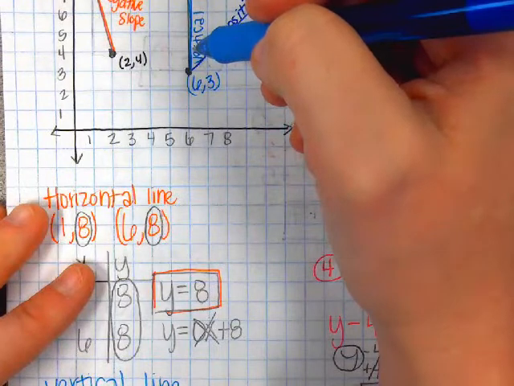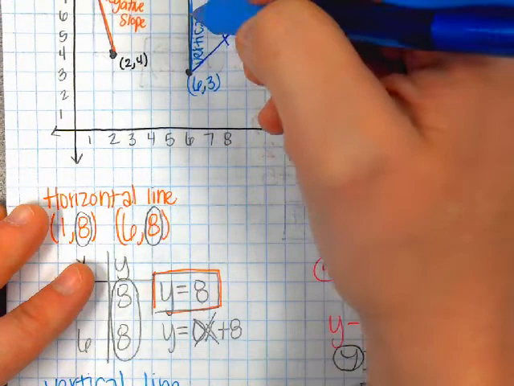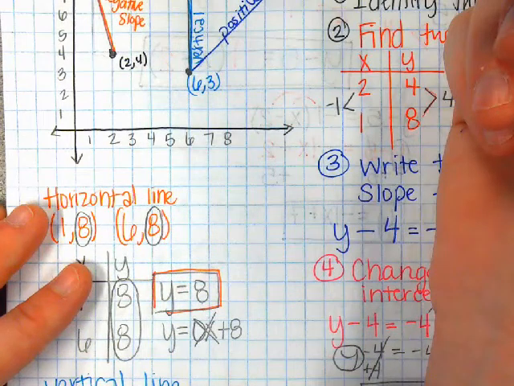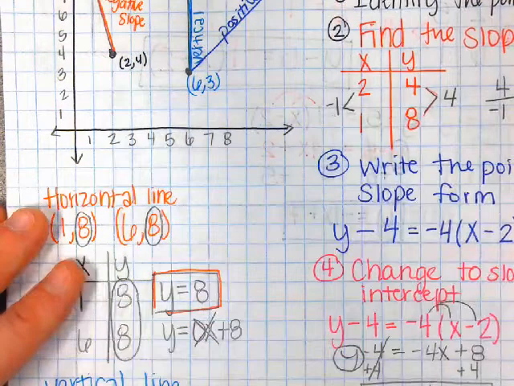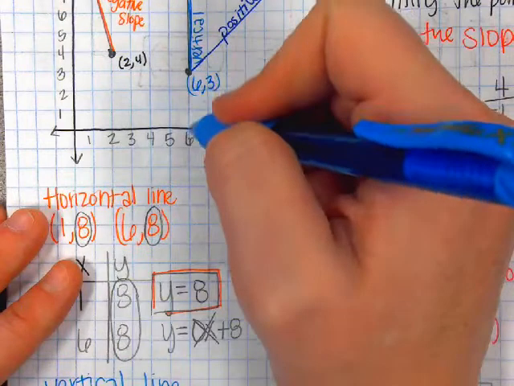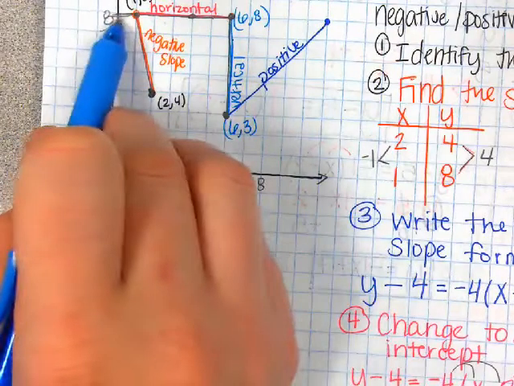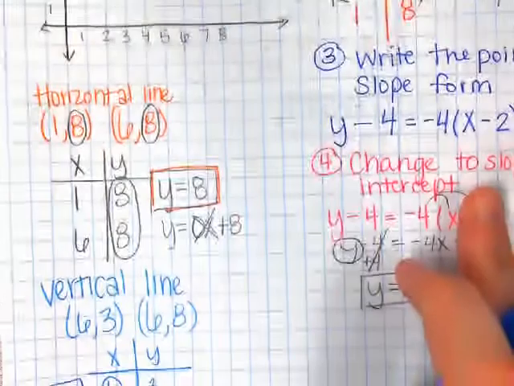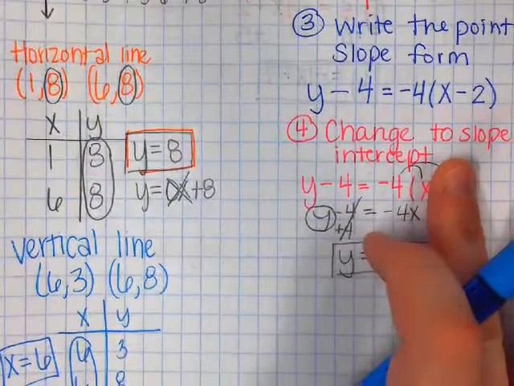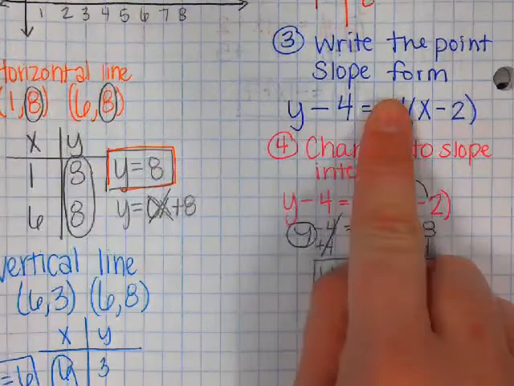Because it's the x values that all equal 6. Anywhere along that line, the x value is going to be 6. 6, 4, 6, 5, 6, 6, 6, 7. All x values are the same. You also know that it's x equals because if you extended this line, it would hit the x-axis. This one would hit the y-axis. So this one hits the x-axis, this one hits the y-axis. So that is your horizontal and vertical lines.